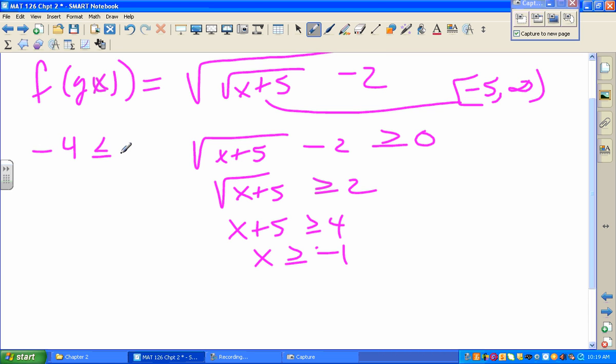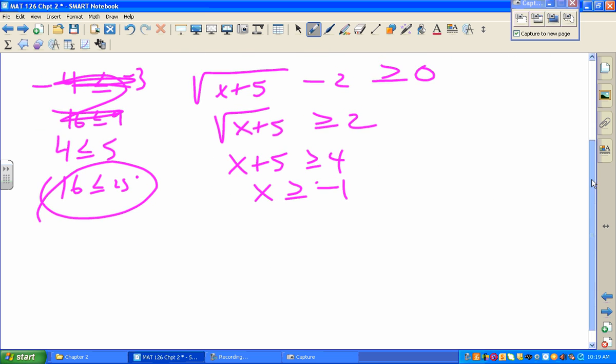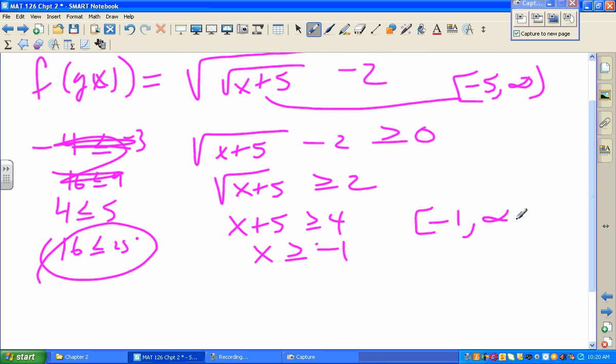Negative 4 is less than or equal to negative 3. Square both sides, you get 16. See, that's what I'm thinking. These are positive numbers. Positive numbers hold true when you square both sides. 4 is less than or equal to 5, you square it and you get 16 less than or equal to 25. These are all positive numbers, so you're fine with squaring both sides. Because with negative numbers, you have a problem. You have to take the square root of positive numbers. That's why. Okay, I feel better now. So it looks like it has to be from negative 1 to infinity. Does that sound right?